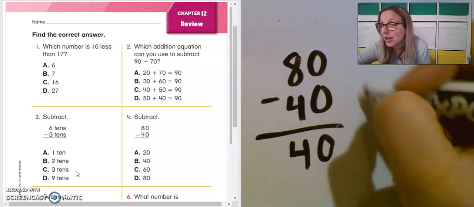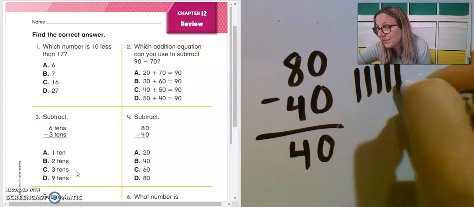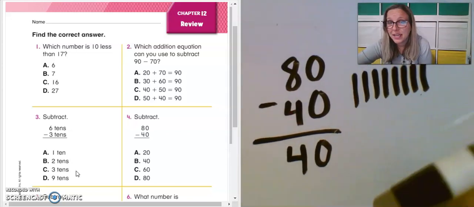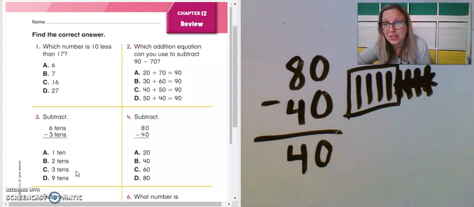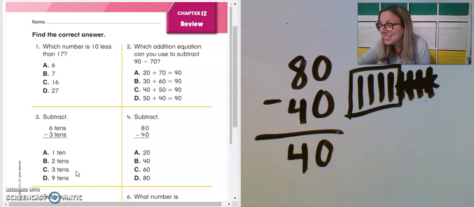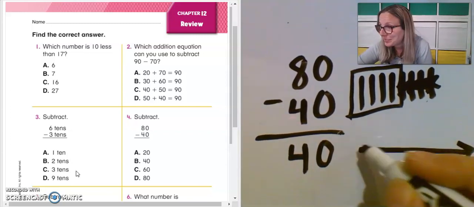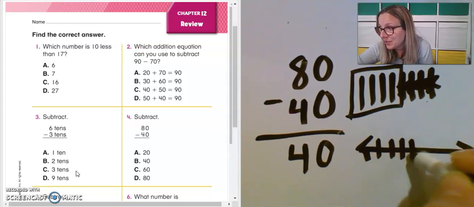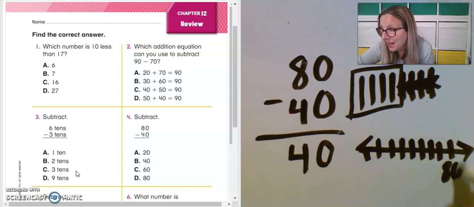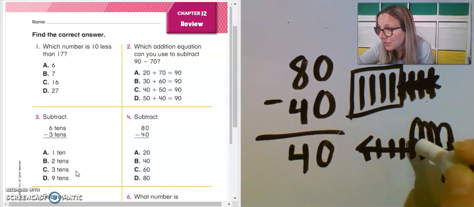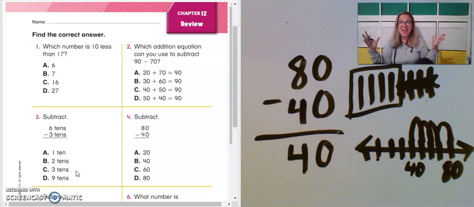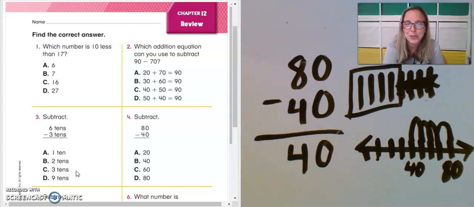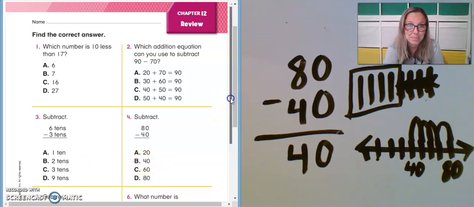If it's easier for you to draw it out, 10, 20, 30, 40, 50, 60, 70, 80, and then take away 10, 20, 30, 40 to give you 10, 20, 30, 40, do that. If it's easier for you to write out a number line and have 10, 20, 30, 40, 50, 60, 70, 80, and then jump back 10, 20, 30, 40 to get 10, 20, 30, 40, if that's easier for you, do it that way. You decide which way works best for you. And for this particular problem, the answer is 40, so you can circle B.